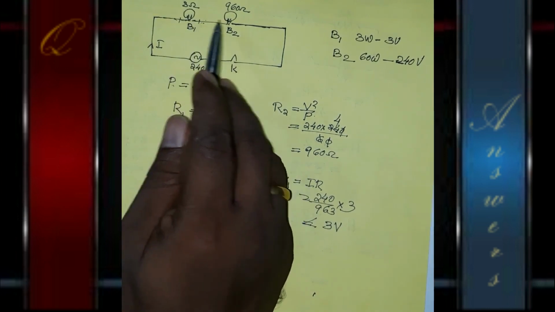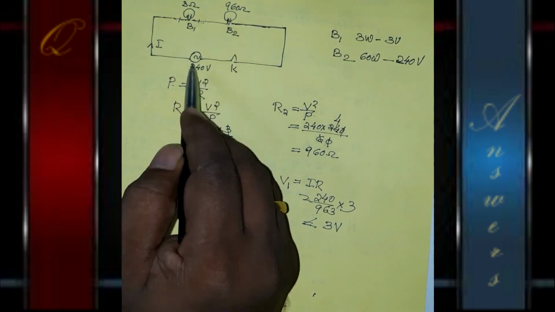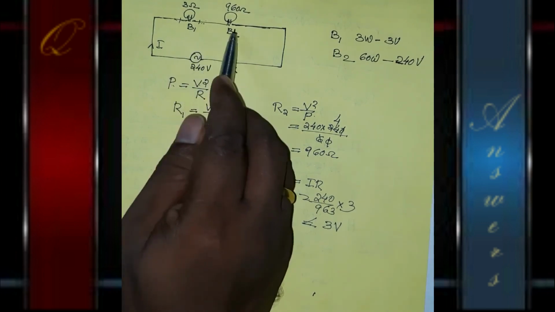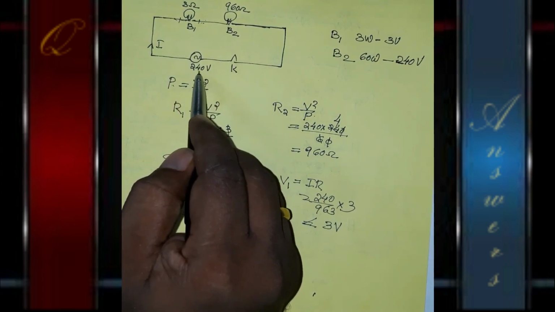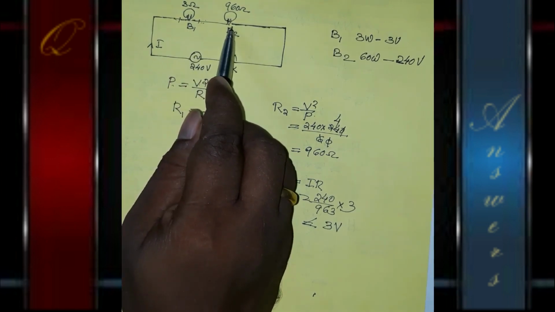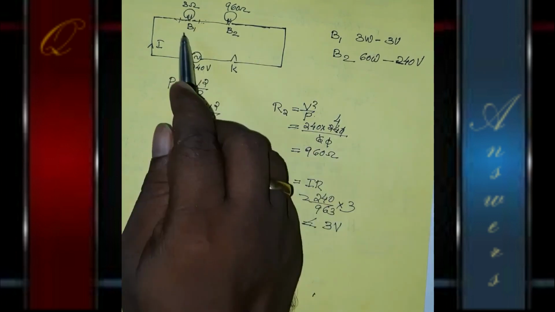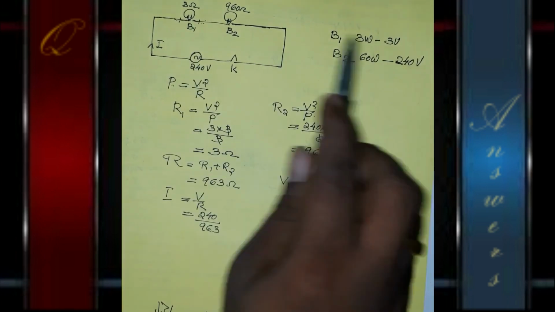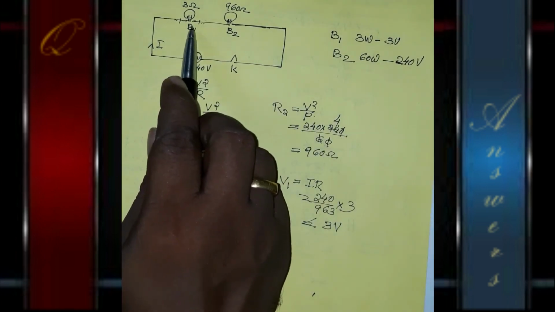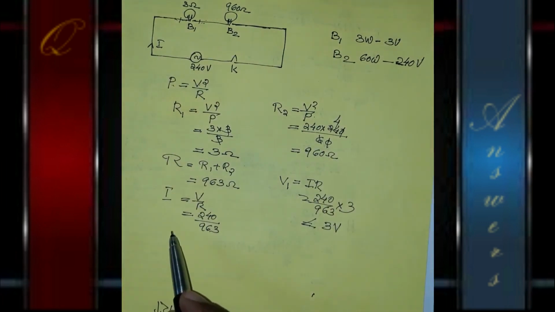It will be equally divided because each is 3 ohm. The supplied voltage will be equally divided: half of 240 is 120. 120 volt will be here and another 120 volt will be here. What happens if 120 volt is applied to this bulb? This bulb can withstand only 3 volt. If 120 volt is here, it will be damaged, and the other one also will be damaged. So that is the answer. If the circuit is switched on, both bulbs will be damaged.